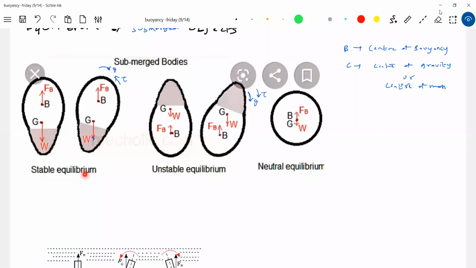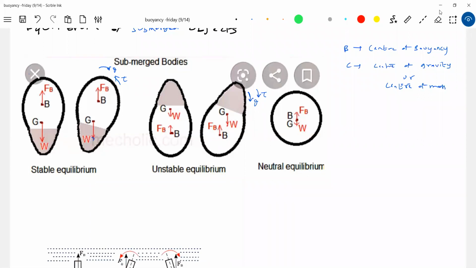So what do you mean by stable equilibrium? If a rigid body is submerged in a liquid, when you give some angular displacement, if the torque by the buoyant force about the center of mass acts opposite to the angular displacement, it's a stable equilibrium. If a rigid body is totally submerged in liquid, and the torque due to the buoyant force acts in the direction of angular displacement, then it will be unstable equilibrium. What do you mean by neutral equilibrium? You give angular displacement, and in that position only the body will stay.